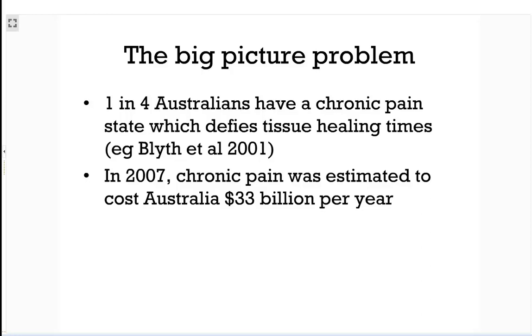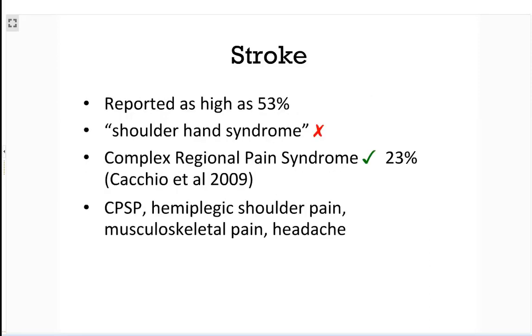So let's just step back a little bit and talk about the big picture problem of pain in Australia. In 2001, a large study basically identified that essentially 25% of Australians have a chronic pain state. So 25%, 1 in 4 adult Australians have ongoing pain that defies tissue healing time. So they have ongoing pain past, or as a result of an injury, possibly, but that persists well past normal healing times. And safe to say, it's costing us as a community a lot of money as well, and has a big impact with regards to work, social situations.